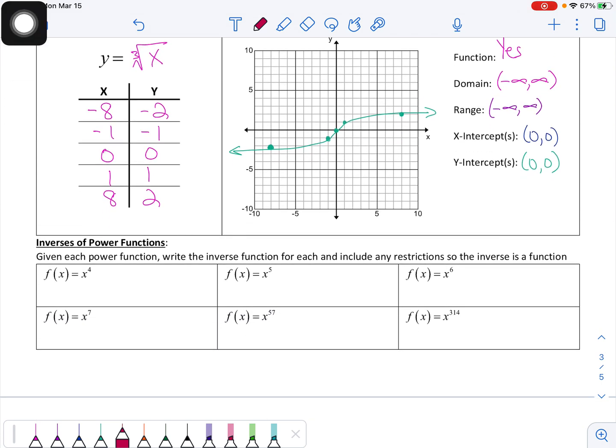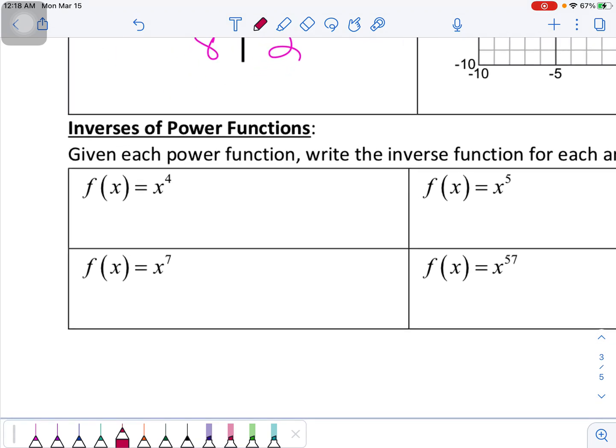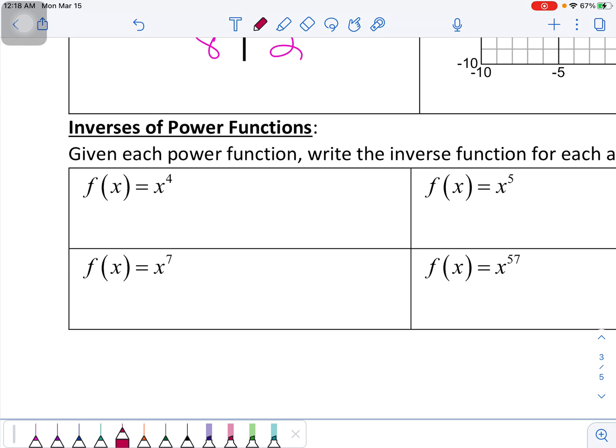So let's talk about the inverses of power functions. So given each power function, write the inverse function for each and include any restriction so the inverse is a function. Now I'm going to do these a little out of order. I'm going to deal with all of the even root functions first because those are going to be the ones that I have to do domain restrictions on. So f of x is equal to x to the fourth. So the inverse of x to the fourth would be the fourth root of x. So y equals the fourth root of x.